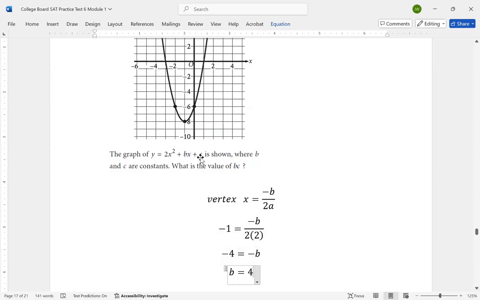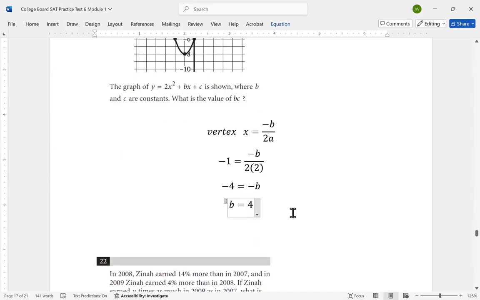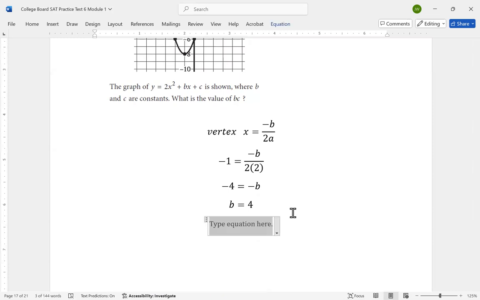How do I find the C? Well, we can see that the vertex happens at -1, -8. So if you wanted to plug in -8 for Y, -1 for X, you can now solve for C. But there's actually an easier point to plug in if I want to find C. I just notice that my graph goes through the point 0, -6. So that's the easier way.